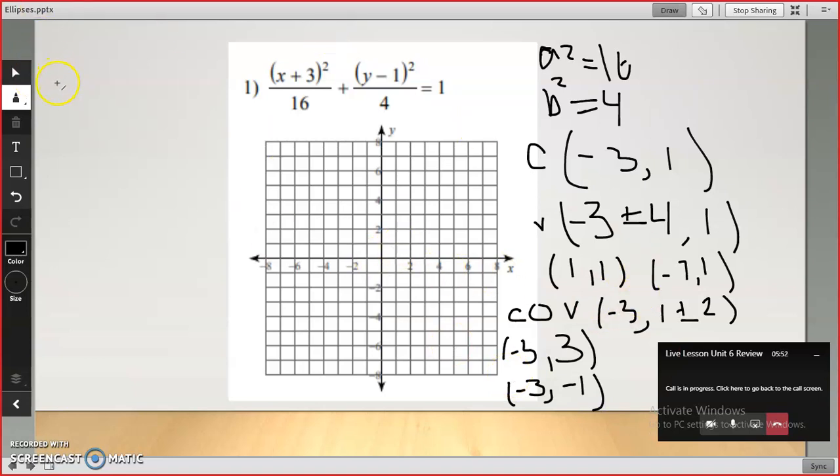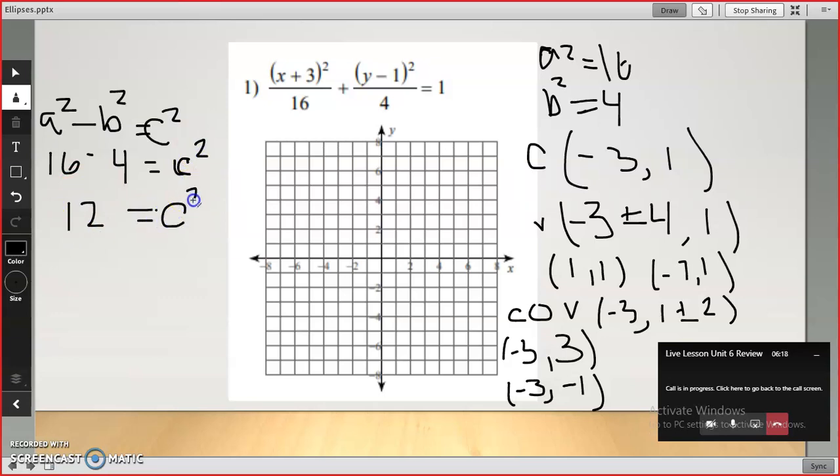The last one we were supposed to find is the foci. And before I find the foci, I have to find the focal length. And the formula for that is a squared minus b squared equals c squared. And so that will be 16, just plugging in the values that I have, minus 4 is equal to c squared. So that's 12 equal c squared. I want c though, so that's going to give me plus or minus, because I'm taking the square root of 12, is equal to c. Or if I go ahead and simplify this, that's going to be 2 root 3.